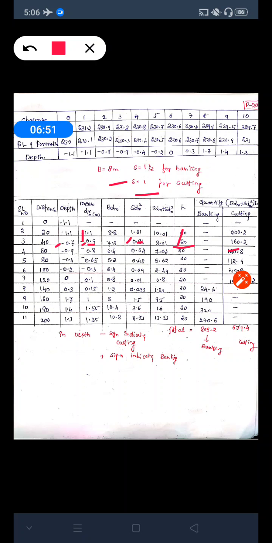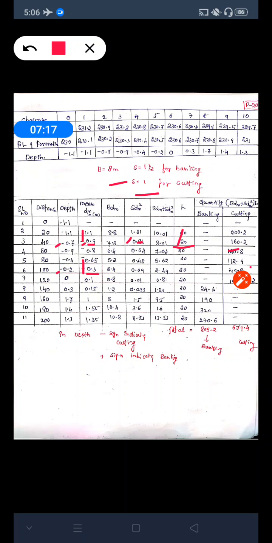Similarly, up to the station, up to serial number 6 here, you get negative values only. So here also we should take the difference between these two, and in order to get the mean depth, we should consider the present depth and the previous depth. Then again we multiply the same values, and we get the same cutting only.